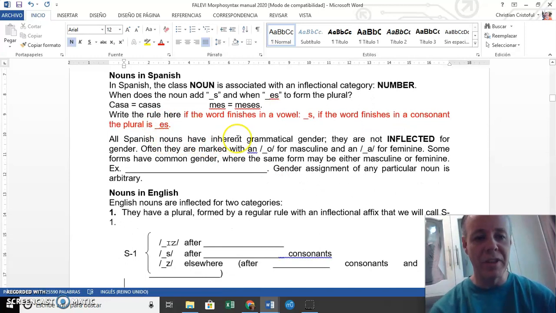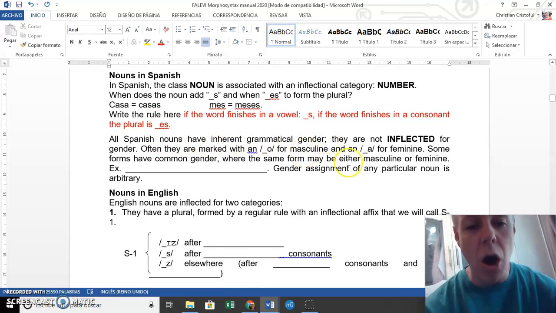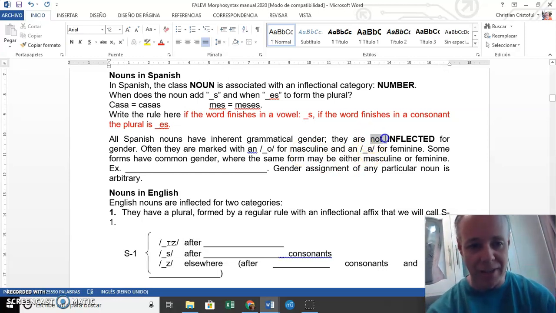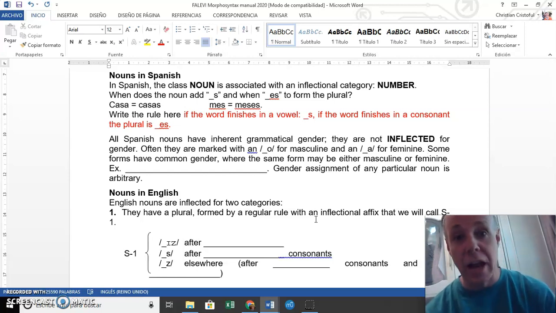All Spanish nouns have inherent grammatical gender. Inherent means that they are not inflected for gender. So, often they are marked with an O for masculine and an A for feminine, but they are just marks. They are not inflections. There is no feminine suffix in Spanish or a masculine suffix. Okay? Especially now with inclusive language, mis amigues.